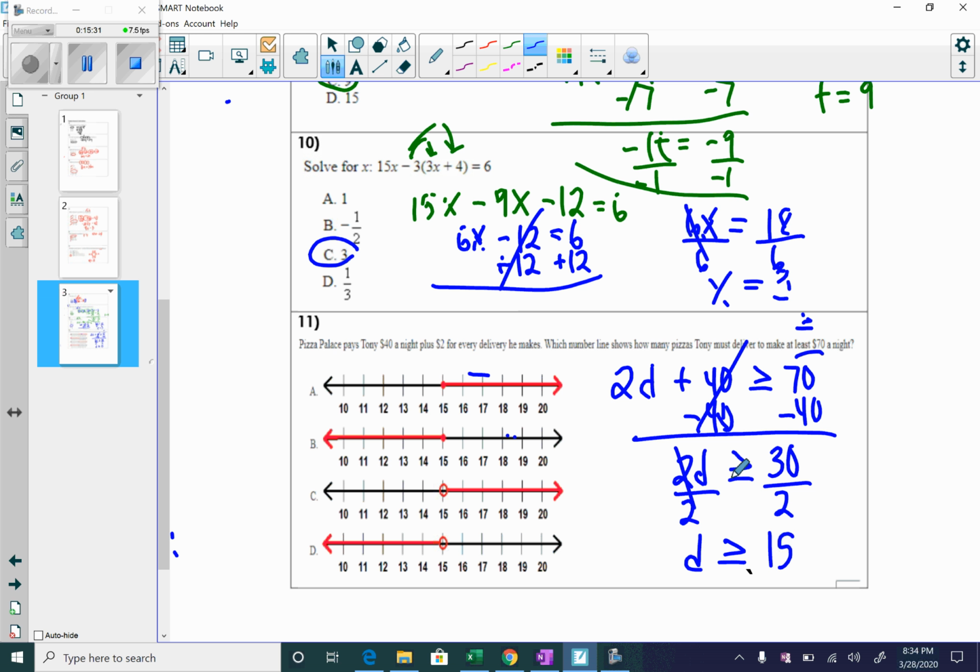So when the symbol is underlined, the circle has to be colored in. So that eliminates choices C and D. Now it's between A and B. We're looking for all the numbers greater than 15 or equal to 15. So the number line that's showing that is choice A.